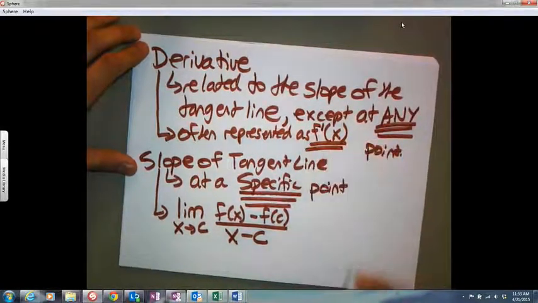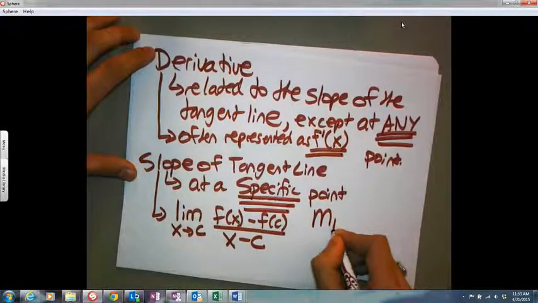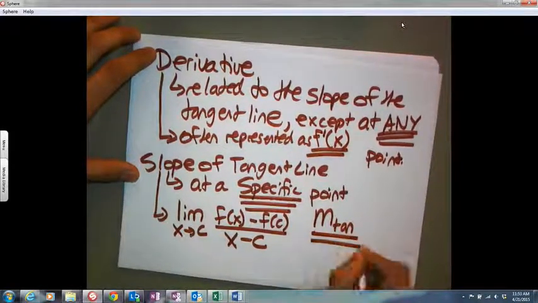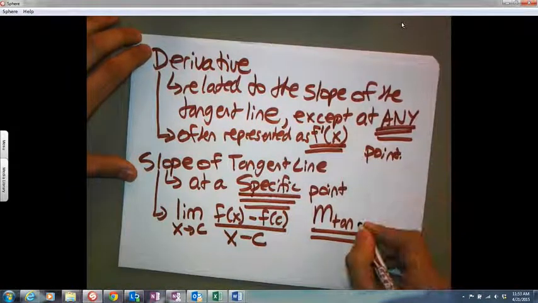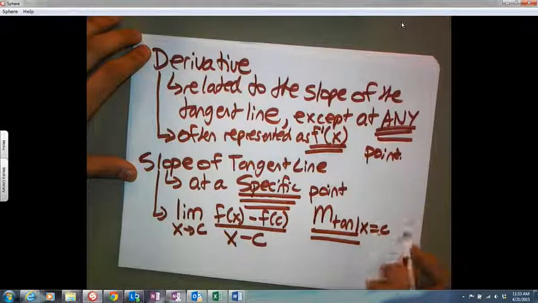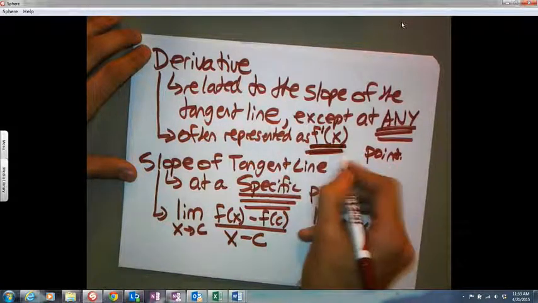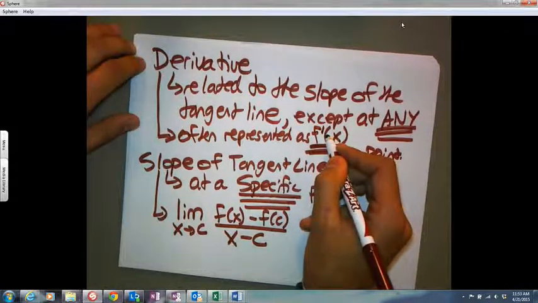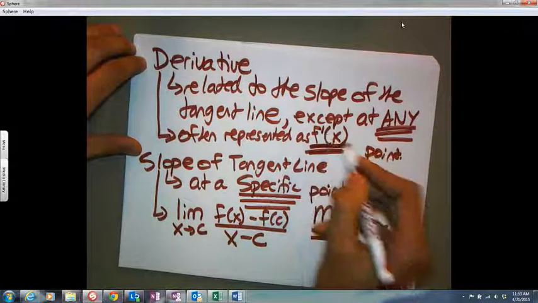Whereas this one is represented as m tan, slope of the tangent line at x equals c, right? This line is at x equals a point. This goes with this, and this is the general equation for the slope at any point.